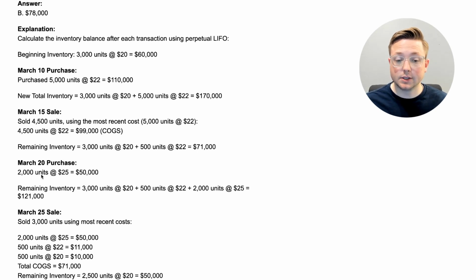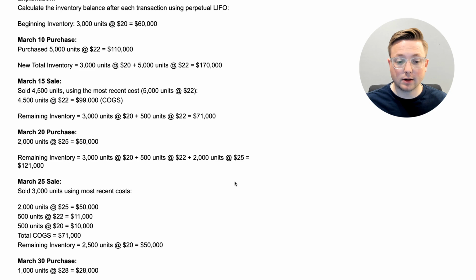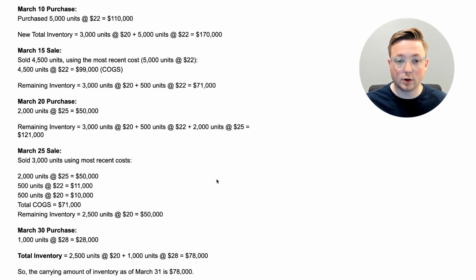There were 2,000 units that were purchased at $25 per unit. So that's $50,000. And that is now added to the inventory. So again, still the 3,000 units from the beginning, up here, sorry. The 500 units left after this sale on March 15th. And then now there's the 2,000 units at $25 per unit on March 20th, so the inventory is now $121,000. Let's scroll down a little bit further just to see the last part of the question here. So $121,000. Then on March 25th, there is another sale.